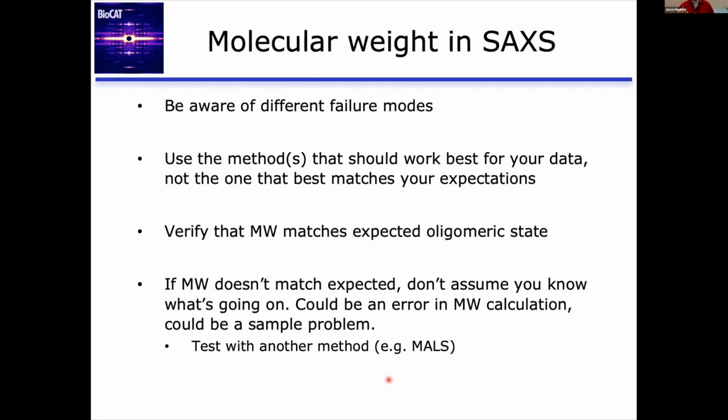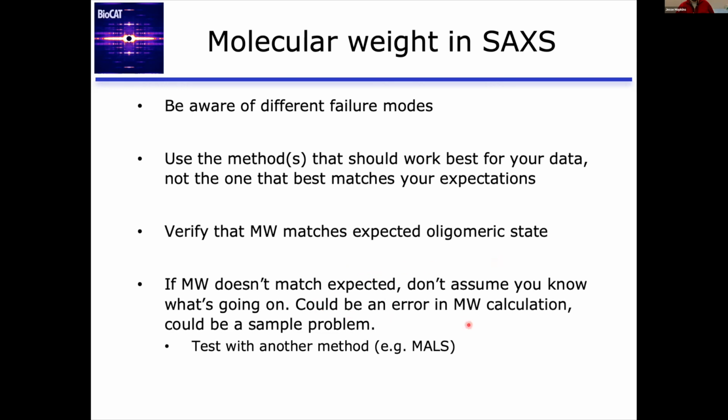And you should think ideally ahead of time, okay, this system is flexible, so maybe I want to look at the volume of correlation. Or I know this one's pretty rigid, so probably the Porod volume is going to give me the best results. And then you should use the methods that work best for your data, not the ones that best match your expectations. You always want to be verifying that the molecular weight matches your oligomeric state. And if it doesn't match your expected oligomeric state, don't assume that you know what's going on.